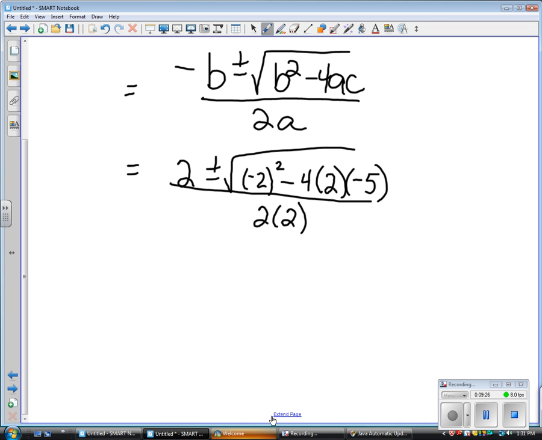Very good. Now, let's go through. We got to start with this stuff under this radical first. So what is negative 2 squared? Positive 4. Now, what is negative 4 times 2? Negative 8. And what is negative 8 times negative 5? Positive 40. Now, if I want to go ahead and multiply this one out here at the bottom, I can, because it's not going to change anything. That way I don't lose my 2 times 2. And if you want to keep it 2 times 2, that's fine too. I'm just kind of jumping a step there.